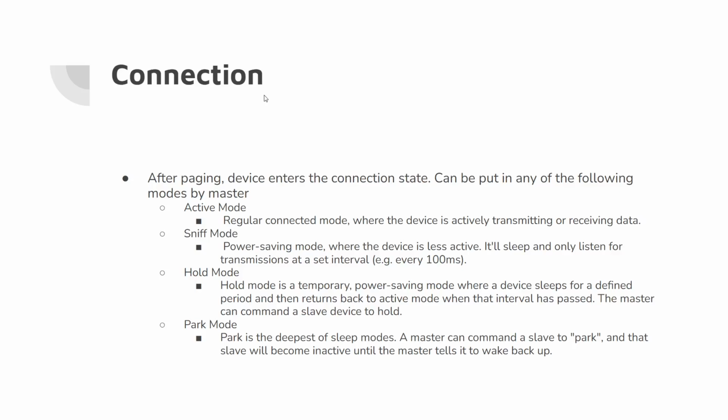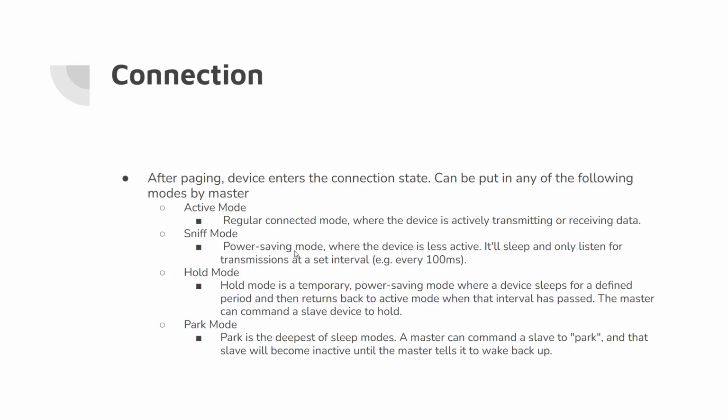Okay, so once we are connected, the device can be put in any of the following modes by the master. Imagine we have a master node connected to one or more slave nodes. Those slave nodes can be put in different modes. One of those is active mode, which is basically just regularly connected, where the device is actively transmitting or receiving data, consistently.